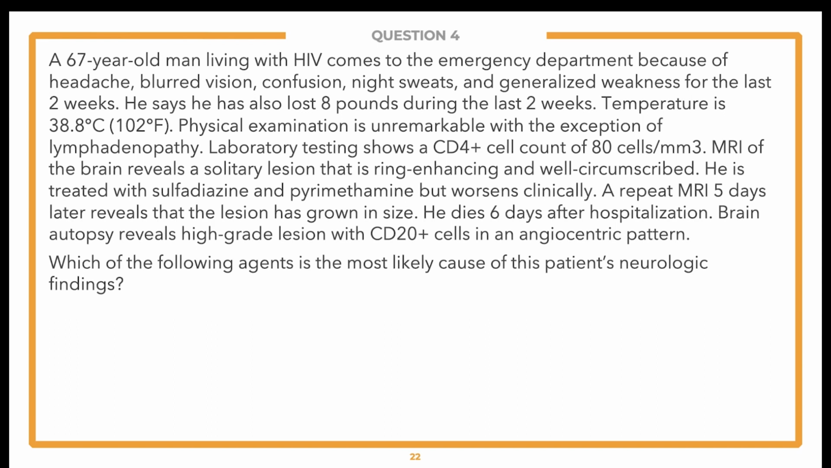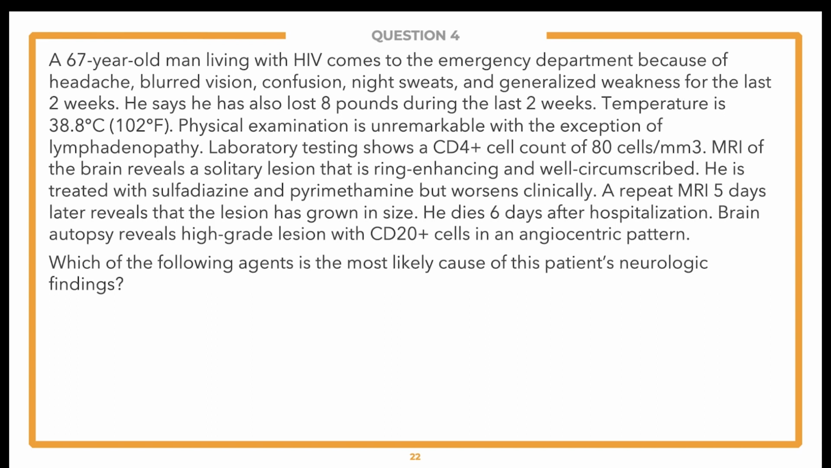A 67-year-old man living with HIV comes to the emergency department because of headache, blurred vision, confusion, night sweats, and generalized weakness for the last 2 weeks. He says he has also lost 8 pounds during the last 2 weeks. Temperature is 38.8. Physical examination is unremarkable with the exception of lymphadenopathy. Laboratory testing shows a CD4 cell count of 80. MRI of the brain reveals a solitary lesion that is ring-enhancing and well circumscribed.